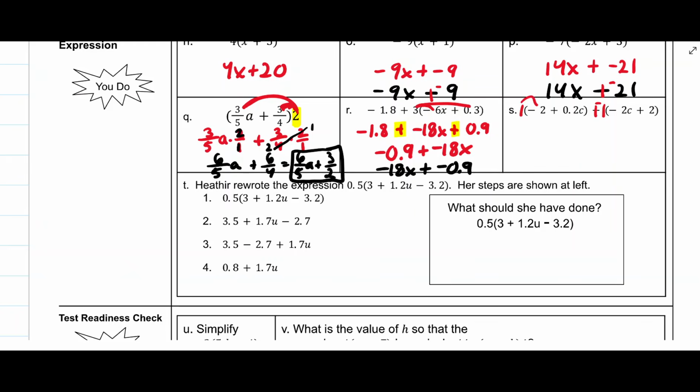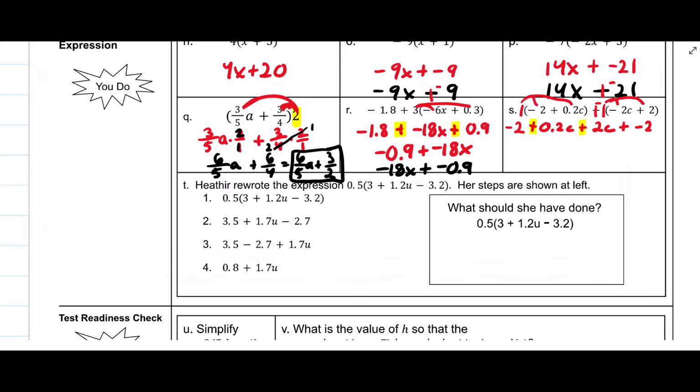So 1 times negative 2 is negative 2. And 1 times 2 tenths c is 2 tenths c. We'll move over here to the next one. Negative 1 times negative 2c is a negative times a negative, which gives you a positive 2c. And negative 1 times 2 gives you a negative 2. Now all of our grouping signs are gone, and we have addition signs all the way across.